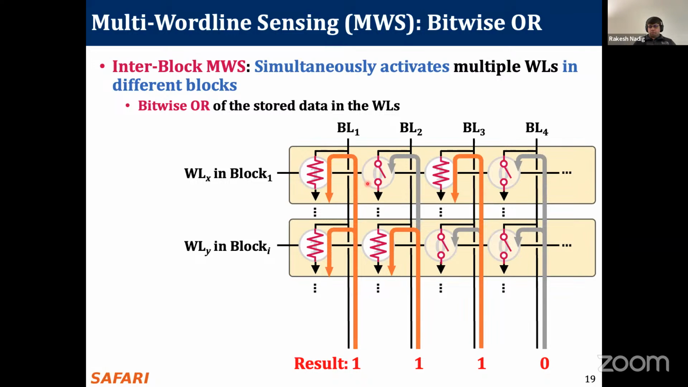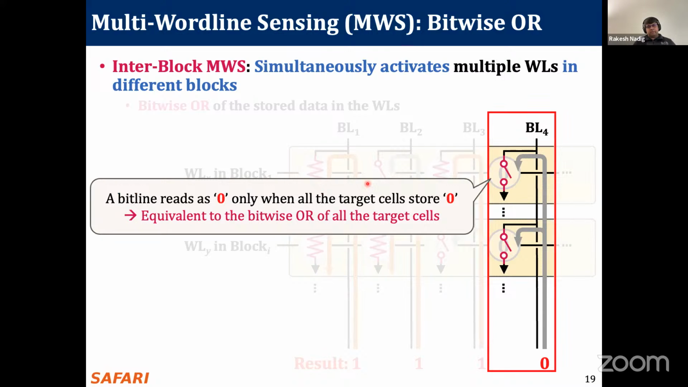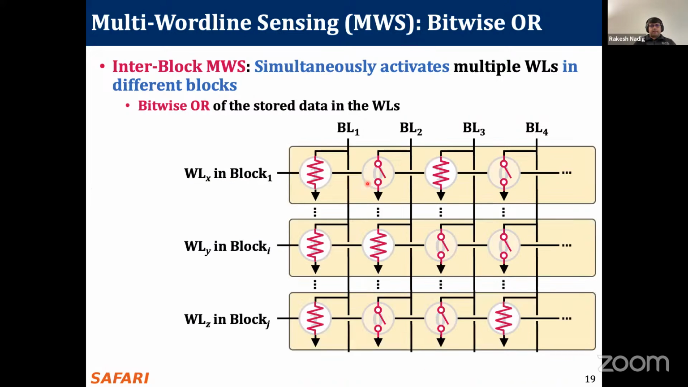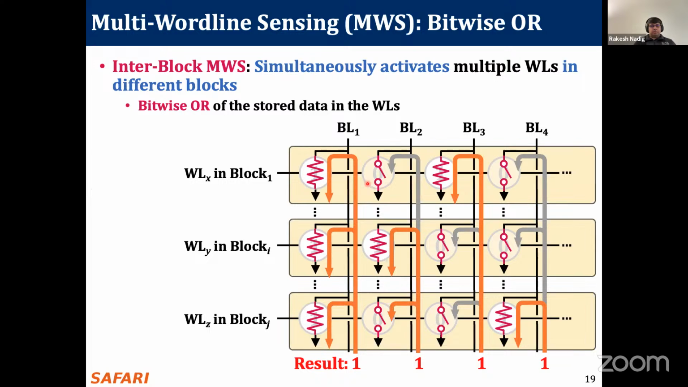Here, a bit line is read as 0 only when all the target cells store 0. Which means that only if both the cells operate as open switches do we read the value as 0, which is similar to the result of a bitwise OR operation. If we see an example with 3 word lines across different blocks, then even if there is a single NAND string connected to the bit line which has all the cells operating as resistors, we see the result as 1.